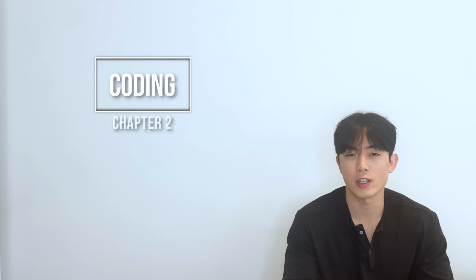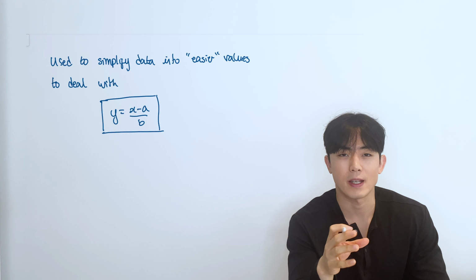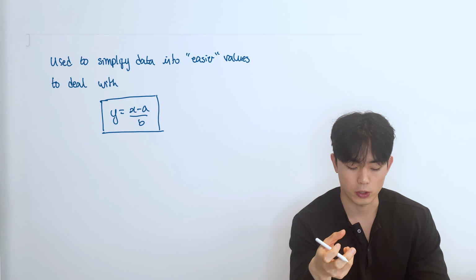Okay, so the last video in this chapter is looking at coding. Coding is used when we have some data which are like weird numbers, very difficult numbers, and we're asked to find the mean and variance, etc. Then we're going to use a code to make these numbers a bit more simple or easier to use, okay?